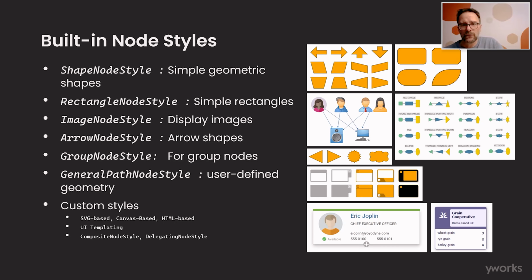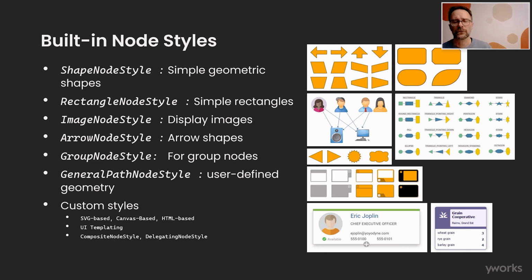yFiles comes with a lot of different built-in style options for nodes, obviously, which is the most frequent customization that you will do. There's tons of different simple geometric shapes that you can use, predefined ones, but there's also the option to have a generic geometric shape where you specify a user-defined geometry, for example, in this so-called general path node style, where you can create shapes like this cloud, for example, programmatically.